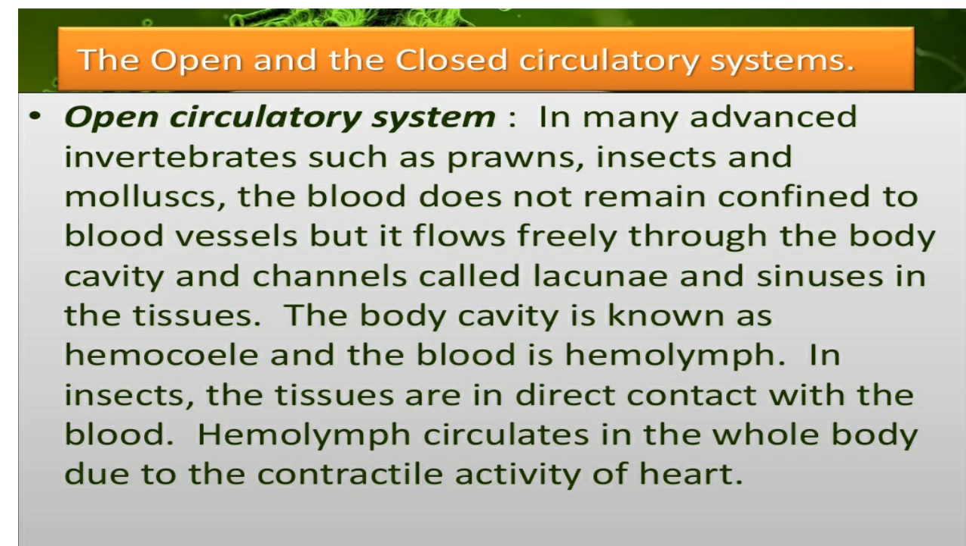The open and closed circulatory system. Open circulatory system: in many advanced invertebrates such as prawns, insects and mollusks, the blood does not remain confined to blood vessels, but it flows freely through the body cavity and channels called lacunae and sinuses in the tissues. The body cavity is known as hemocoel and the blood is known as hemolymph. In insects, the tissues are in direct contact with the blood. Hemolymph circulates in the whole body due to contractile activity of the heart.